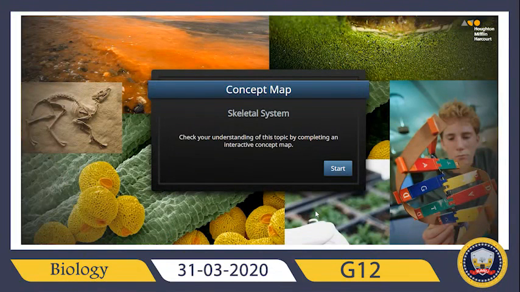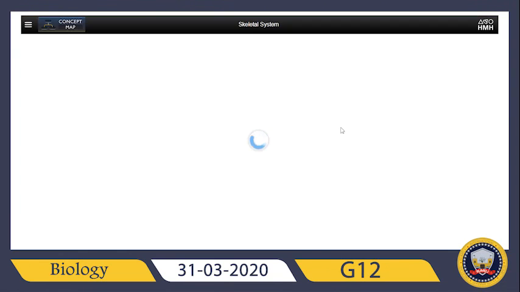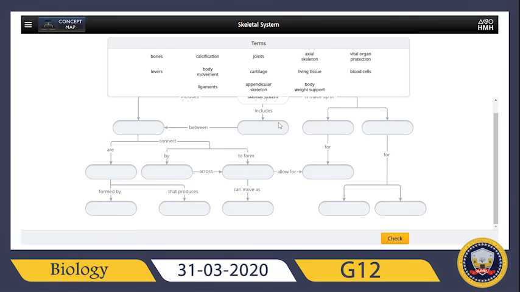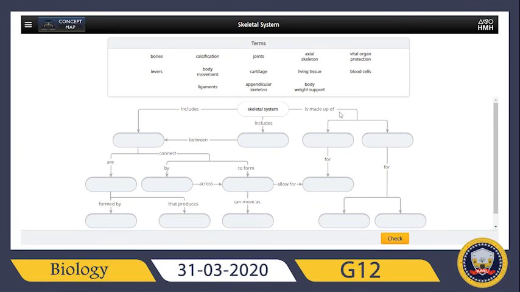In this video, we will have a quick review over chapter 33, the skeletal system, muscular system, and integumentary system. So first, let's try to solve this concept map of the skeletal system. We have the skeletal system is made up of what? Includes what? So let's try to solve this map together.